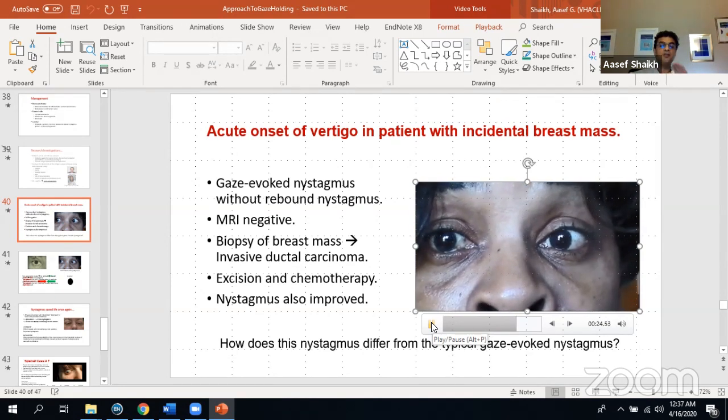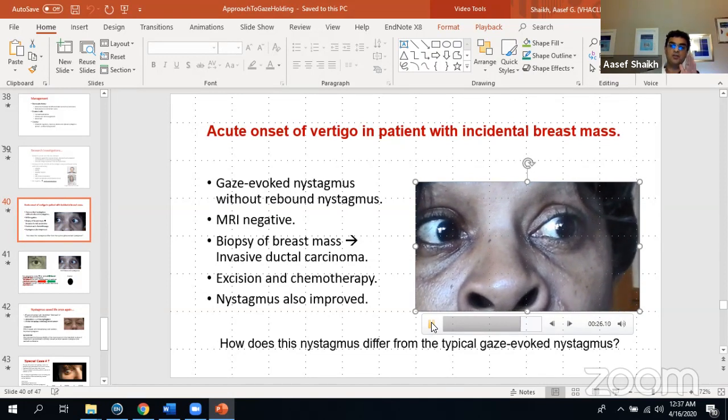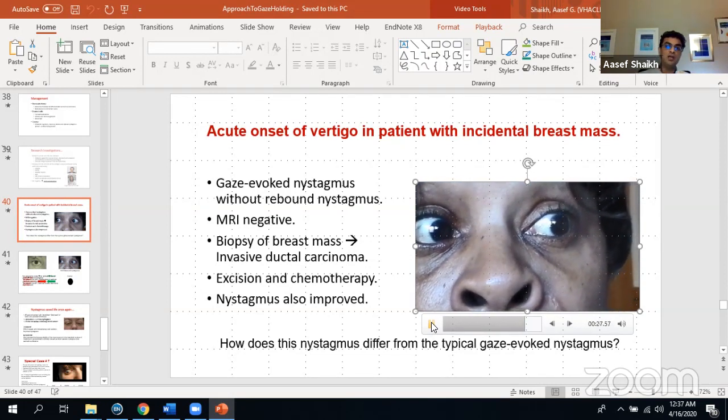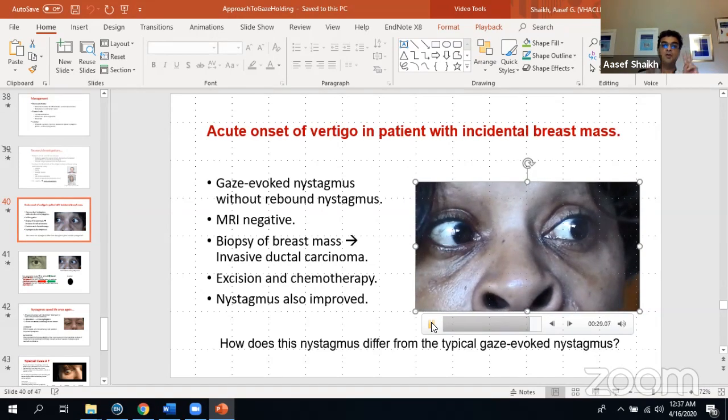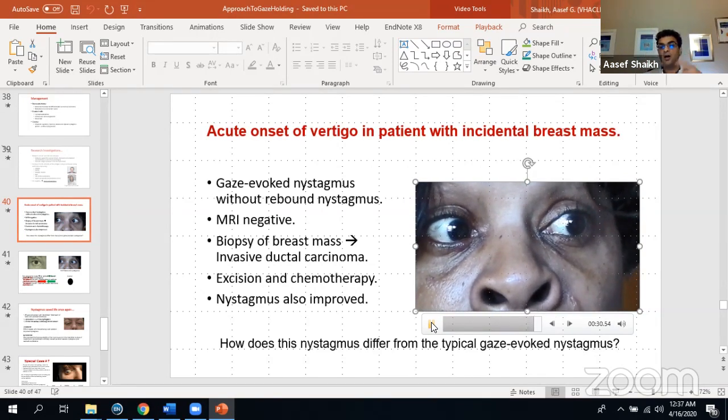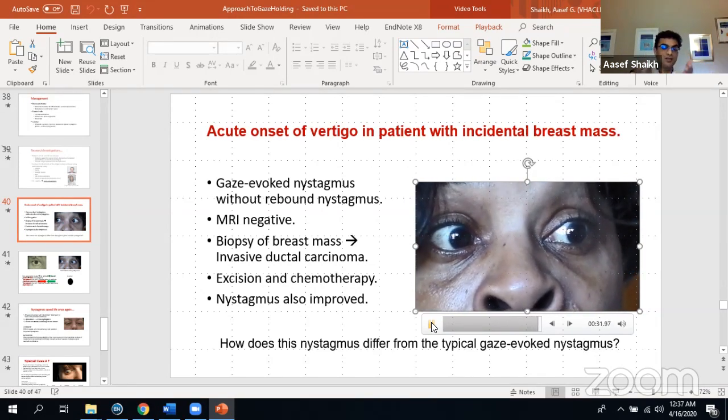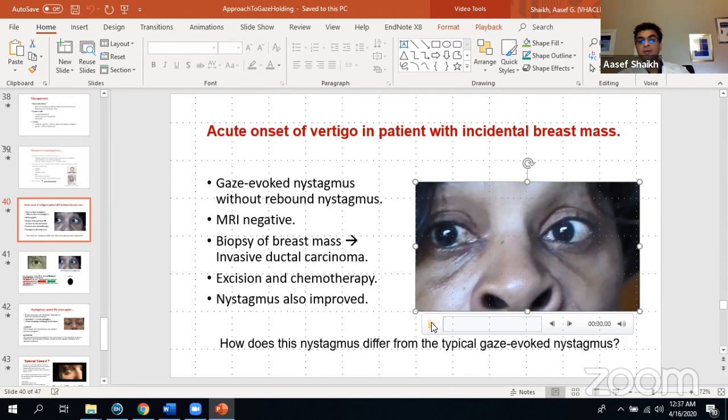So this patient had a very interesting presentation. She actually came into the ED and they were concerned about vestibular neuritis. Of course, it is nowhere close to that. But when they came to see us, it was obvious that it was not vestibular neuritis. She was admitted inpatient in neurology when I was on call. And we saw this gaze evoked nystagmus.